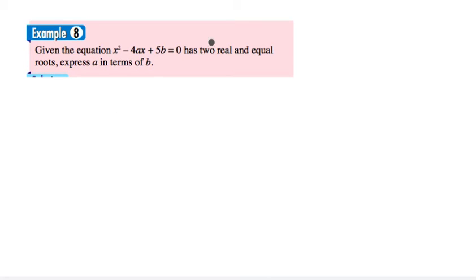Given the equation has two real and equal roots. Two real and equal roots, so you start with b squared minus 4ac more than 0. Start here: A equals 1, B equals negative 4a, C equals 5b. The question has no answer here, everything is unknown. The answer must express a in terms of b.